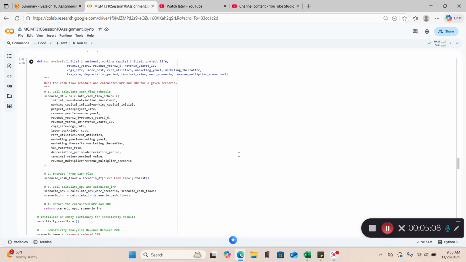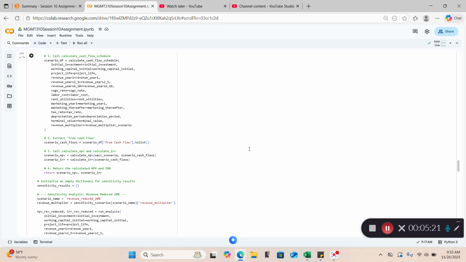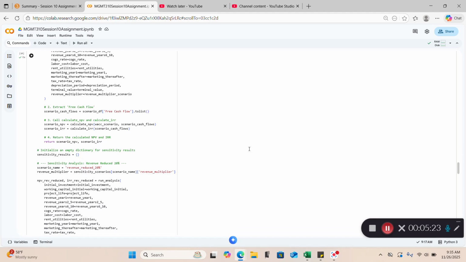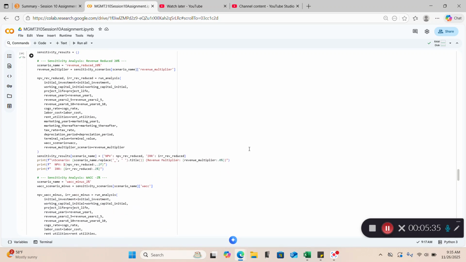Through this, we just want to run our analysis using the parameters that we had previously defined and listed. First, we run the cash flow schedule and calculate the NPV and IRR for a given scenario. We call the calculated cash flow schedule, extract the free cash flow, call our calculated NPV and calculated IRR, return our newly calculated NPV and IRR, and initialize an empty dictionary for our results.